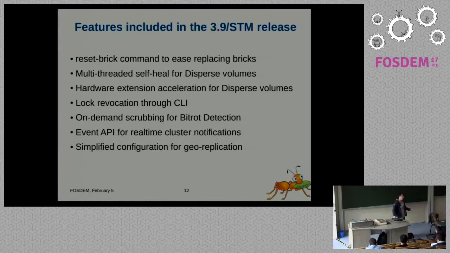We have bit rot detection, so if data changes on the back end or disks start to return non-fatal read errors, we can detect them. It's a background process that runs every so often. Now there's an on-demand way of triggering this scrubbing and checking.